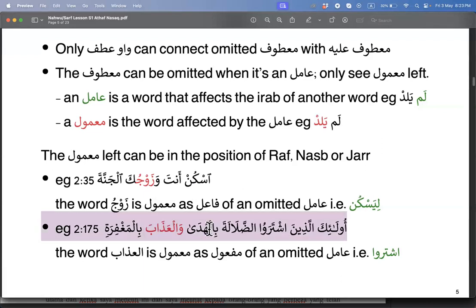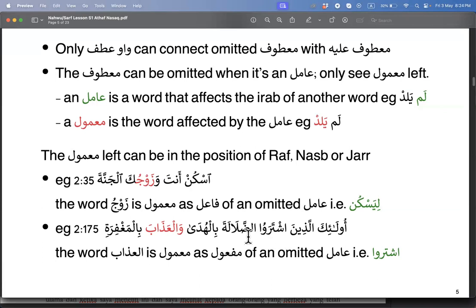Maybe this is an easier example. So you have here ishtarau. What kind of word? Fi'il madi. Madihum, yes. And al-dalalah will be? Mafulu bihi, yes, bil huda. Bil huda also mutalik to ishtarau. Yes, jar wa majrur. Correct.